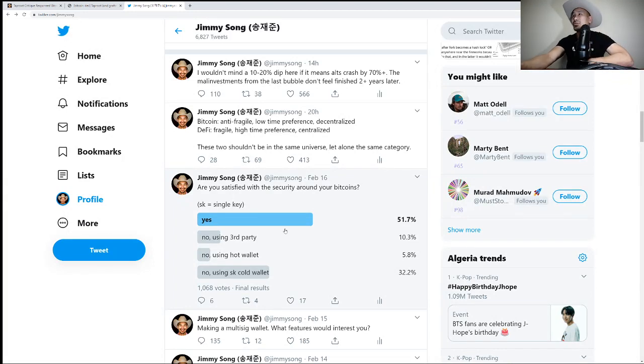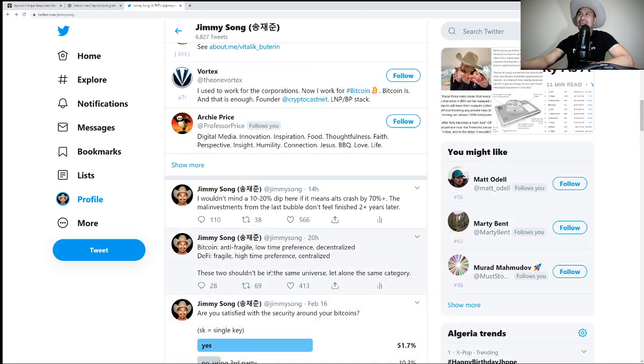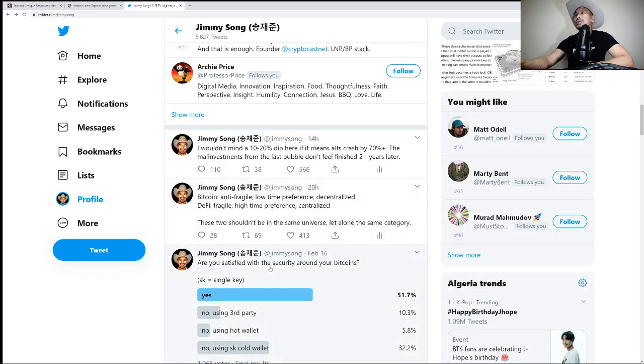Are you satisfied with your security around your Bitcoins? Most people are, but there's a surprising amount of people that are using a cold wallet that don't like their setup, or they want a multi-sig setup. So I think there's definitely demand on the market for this.